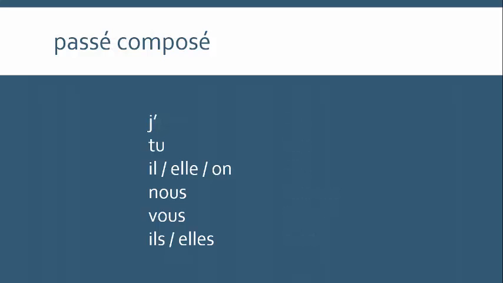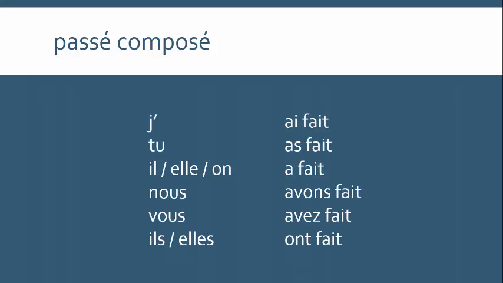Passé composé is very simple. Faire uses avoir as its auxiliary, so we start with the present tense of avoir, and then to that add the past participle, which for faire is fait. So we end up with j'ai fait, tu as fait, il, elle, on a fait, nous avons fait, vous avez fait, and ils, elles ont fait.